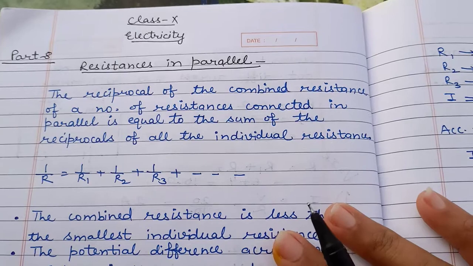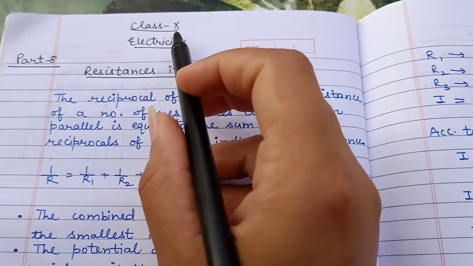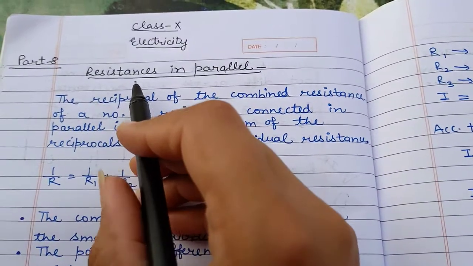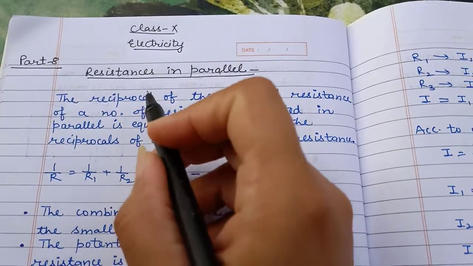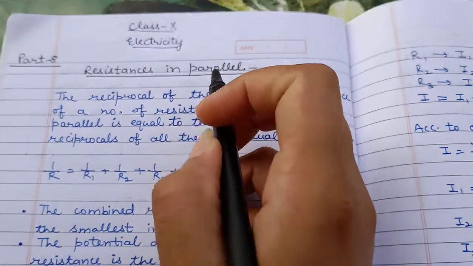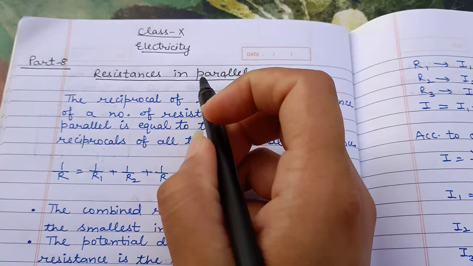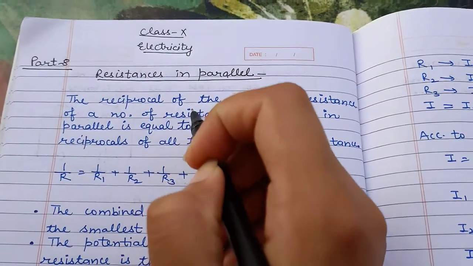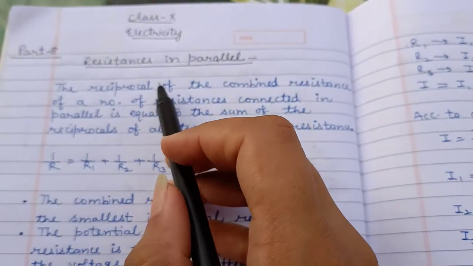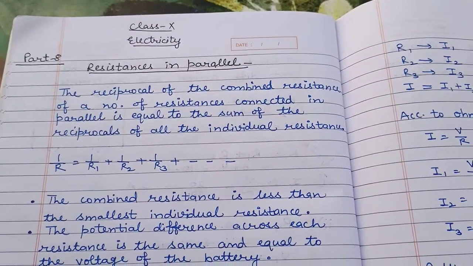Today this is the 8th part of chapter Electricity for class 10th, and today's topic is resistances in parallel. In the earlier video we have done resistances in series, or we can say the combination of resistances, which are of two types, and first we have done resistances in series. Today this is the resistances in parallel.